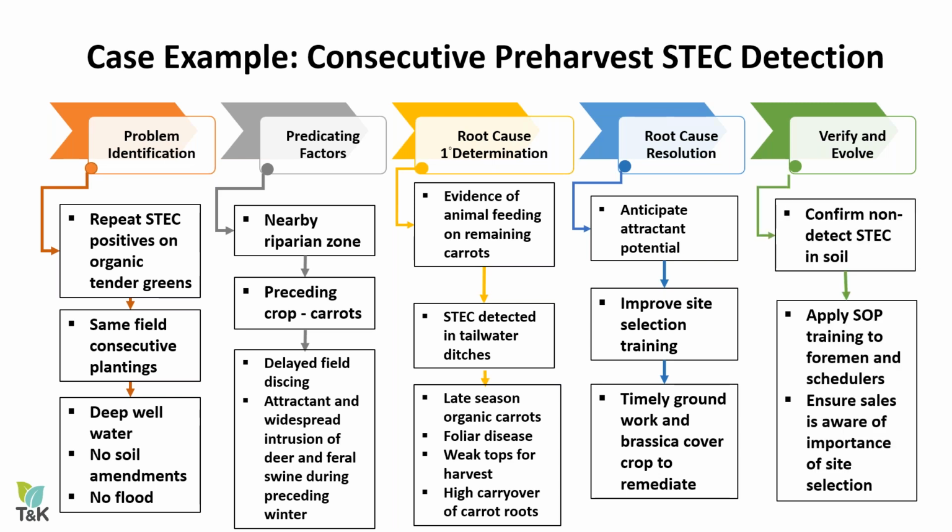So, the process then led to confirming, with multiple tests and multiple soil groundwork, that at least the detectable level of the Shiga toxin producing E. coli was reduced back to baseline levels. And then there was that training component: training the schedulers, the field foreman, and even the sales department on the importance of site selection and what might happen if something went wrong.